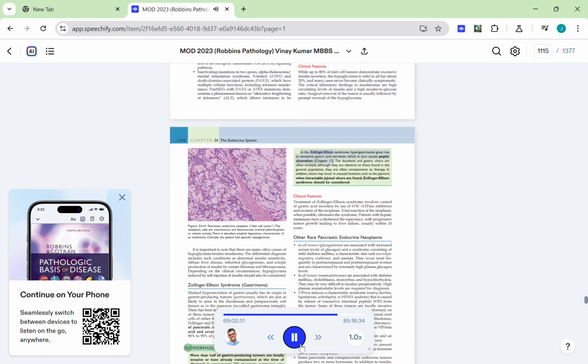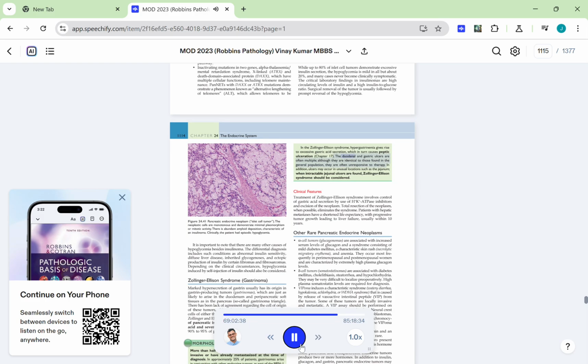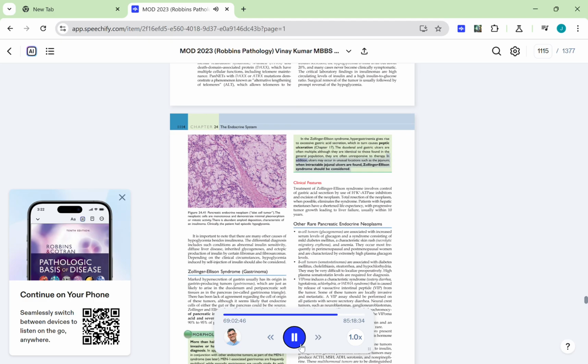In the Zollinger-Ellison syndrome, hypergastrinemia gives rise to excessive gastric acid secretion, which in turn causes peptic ulceration. The duodenal and gastric ulcers are often multiple. Although they are identical to those found in the general population, they are often unresponsive to therapy. In addition, ulcers may occur in unusual locations such as the jejunum. When intractable jejunal ulcers are found, Zollinger-Ellison syndrome should be considered.